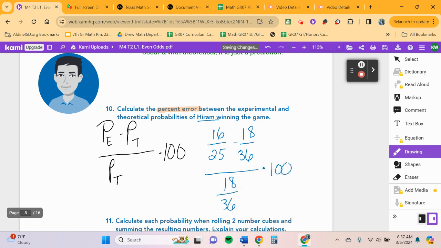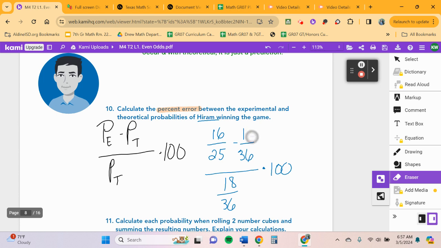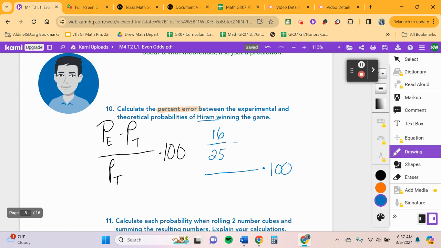Now, I am also going to simplify this 18 over 36 because that'll be an easy number to work with. I know that 18 over 36 simplifies to 1/2, so I'm going to change that to 1/2. Now, if you're comfortable working this out on your own, go ahead and give it a try. If not, I'm going to explain what I would do. Remember, to subtract, we have to have common denominators. So with 2 and 25, I'm going to scale both of these up to 50.